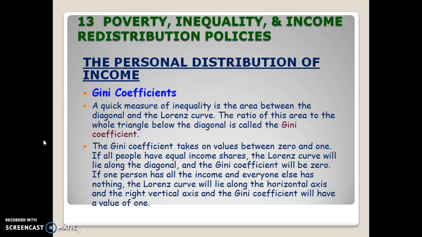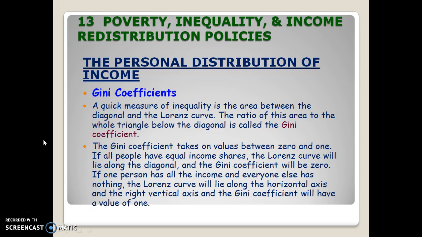The Gini coefficient is a quick measure of inequality, and it's the area between the diagonal and the Lorenz curve. The ratio of this area to the whole triangle below the diagonal is called the Gini coefficient. The Gini coefficient takes on values between 0 and 1. Now, if all people have equal income shares, the Lorenz curve will lie along the diagonal, and the Gini coefficient will be 0.